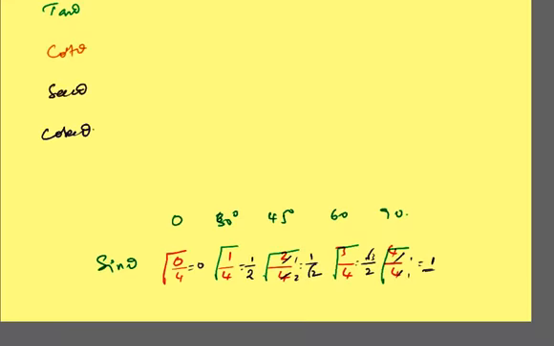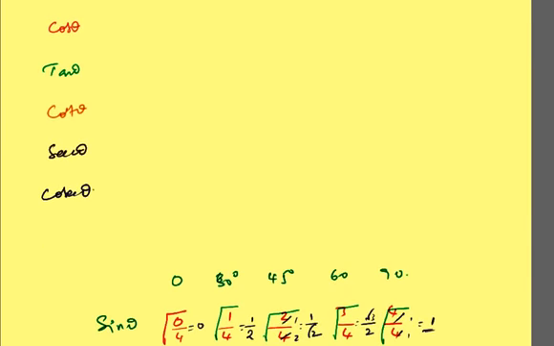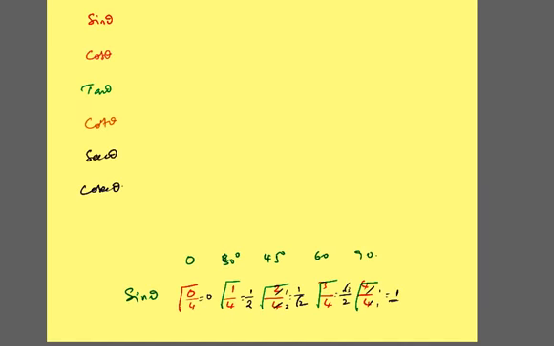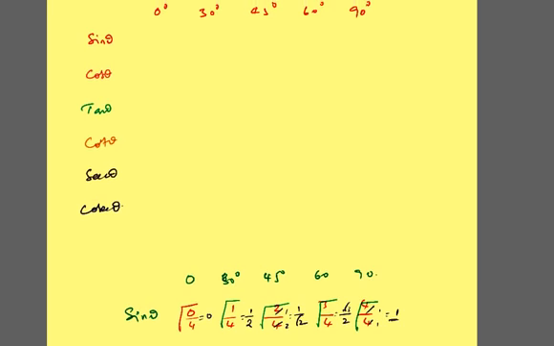So we'll take these values and substitute over here. Whatever values we got, just look at them. Sin 0 is 0, sin 30 is 1 by 2, sin 45 is 1 by root 2, sin 60 is root 3 by 2, and sin 90 is 1.